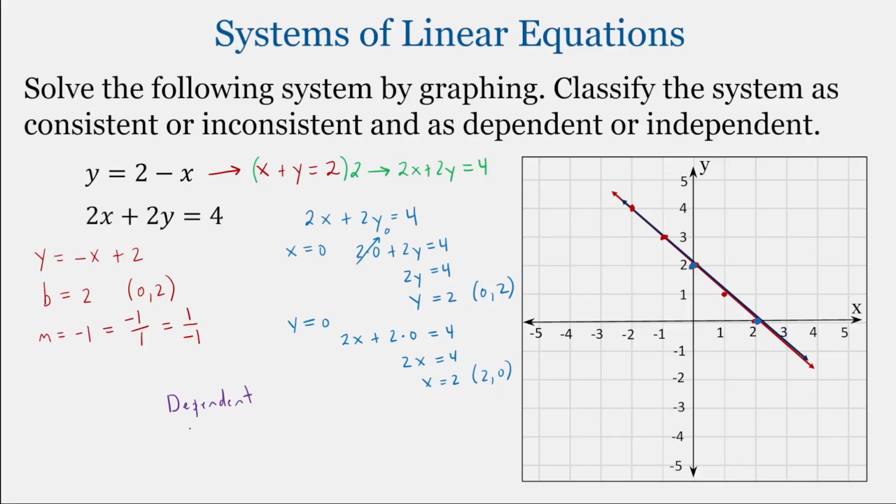Now, did we have a solution? Well, yes. We had many solutions. We had infinitely many solutions. Every point that's on these lines is a solution. So all of these infinite number of ordered pairs along this line, along both these lines, is a solution to this system. So we have infinitely many solutions. And since we do have a solution, this system is consistent.